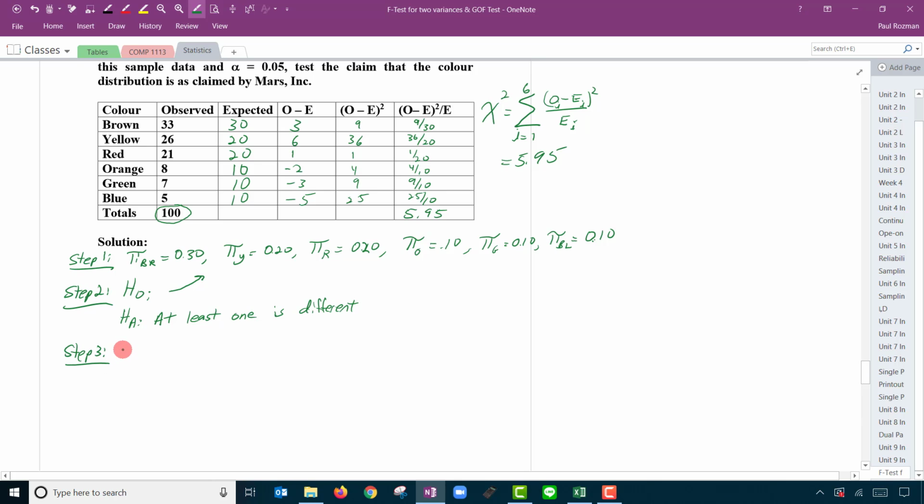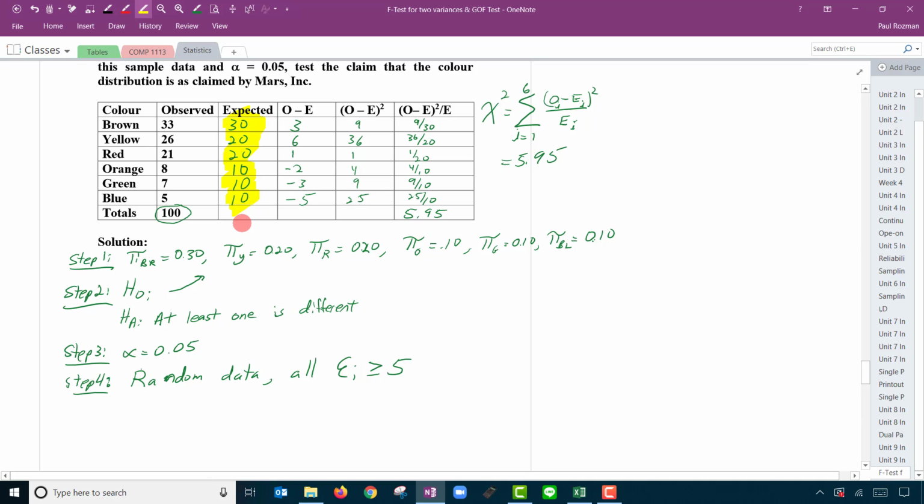Step 3 is pick alpha. I think it said let's use 0.05. Step 4 is check your assumptions. We need random data. And all expected values need to be greater than or equal to 5. Was that the case for our example? Our expected values are in this column, and yes, they are all greater than or equal to 5.